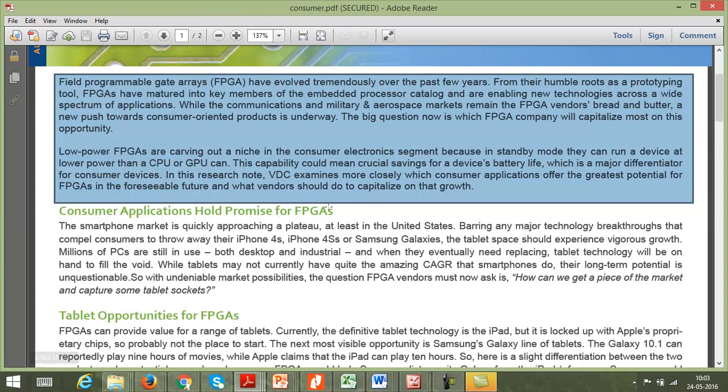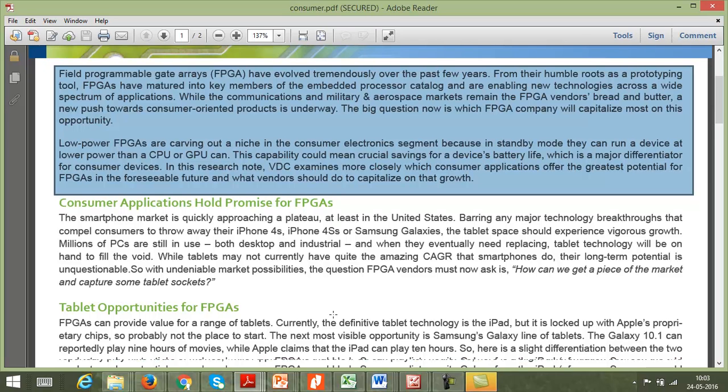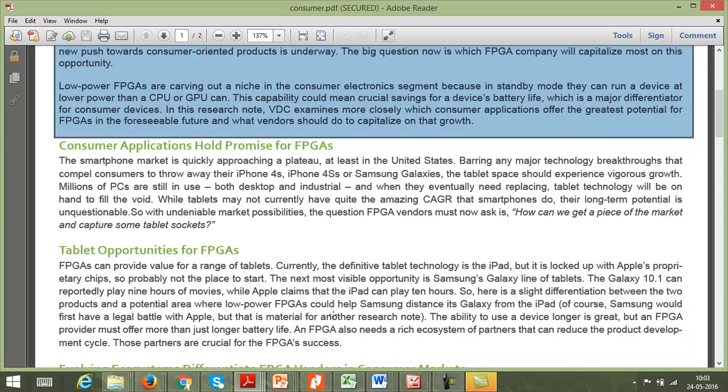So consumer applications hold promise for FPGAs. The smartphone market promises fairly well for FPGA applications. The same goes for tablet opportunities: FPGAs for iPad, Apple, Samsung Galaxy. These are potential areas where a low power FPGA could help Samsung distance its Galaxy from the iPad.